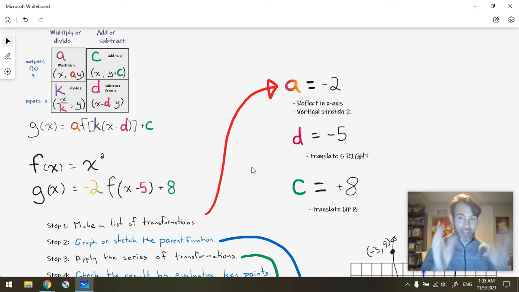So I want you to imagine that parabola y equals x squared. It flips in the x-axis, then it gets stretched by 2. Then this d here, minus 5, that actually moves it 5 units to the right.